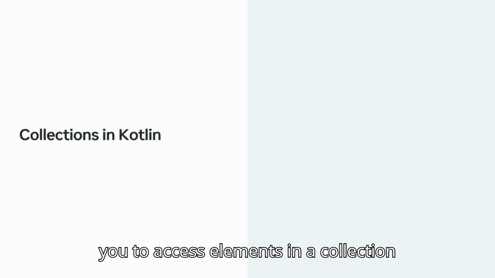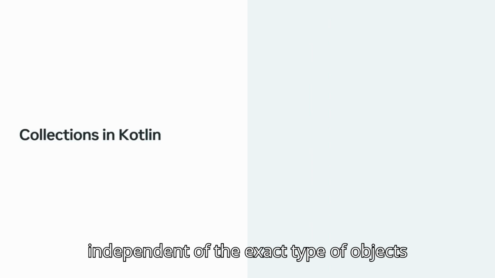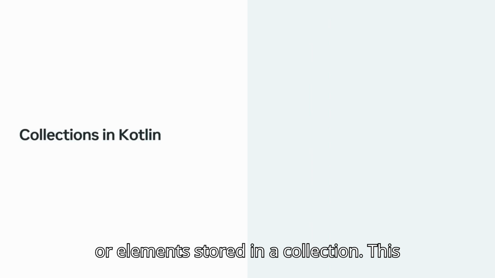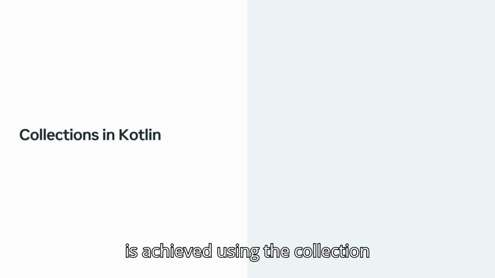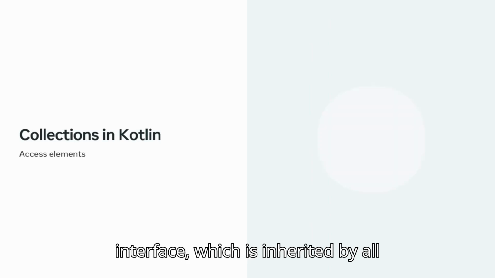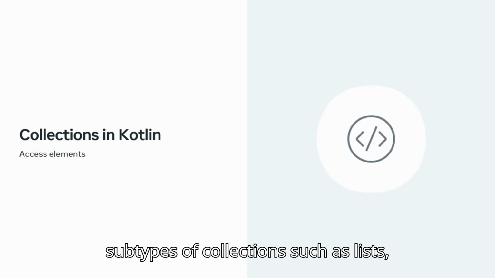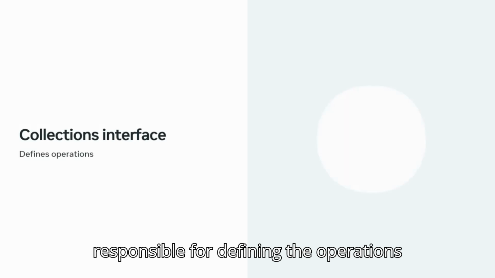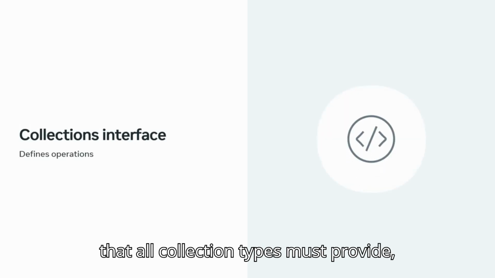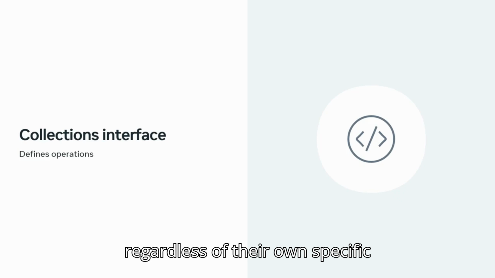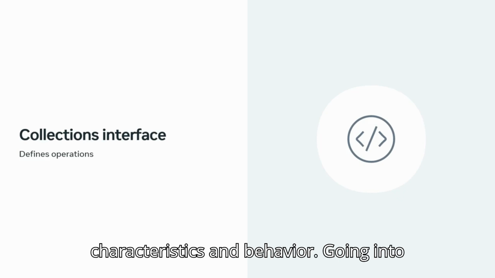Kotlin allows you to access elements in a collection independent of the exact type of objects or elements stored in a collection. This is achieved using the collection interface, which is inherited by all subtypes of collections, such as lists, sets, and maps. This interface is responsible for defining the operations that all collection types must provide, regardless of their own specific characteristics and behavior.